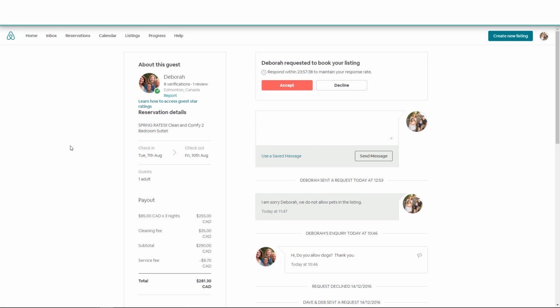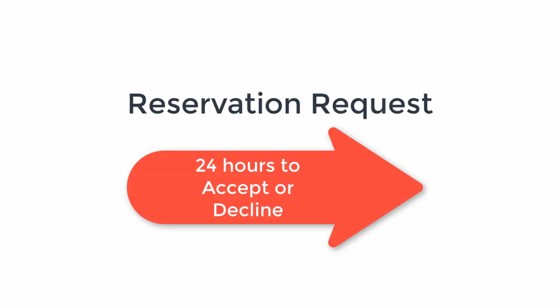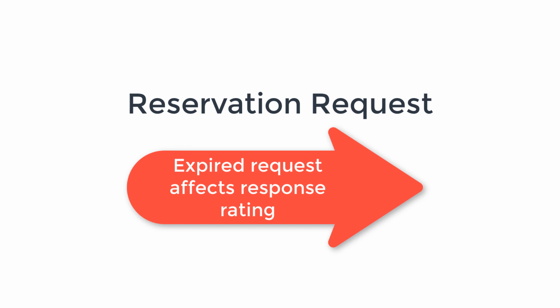It is essential that you understand reservation requests. A reservation request means that a guest is ready to book your place and they just need your approval. Once you approve their request, your place will become a confirmed reservation. It is also important to know that you have 24 hours to take action on the request by either accepting or declining the reservation request. If you do not either accept or decline within the 24-hour time frame, your response rating will be affected and in many cases your calendar can be blocked for the dates the guest requested.